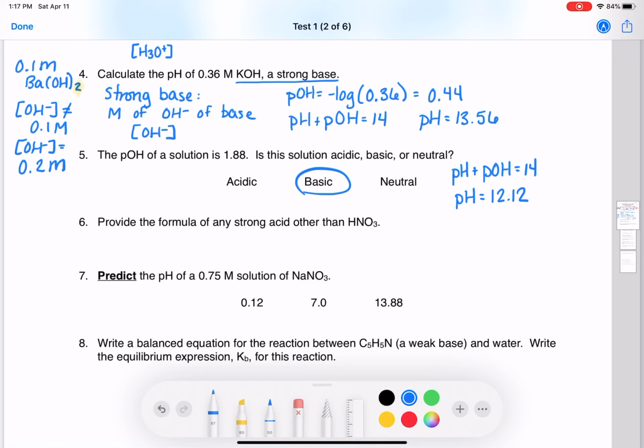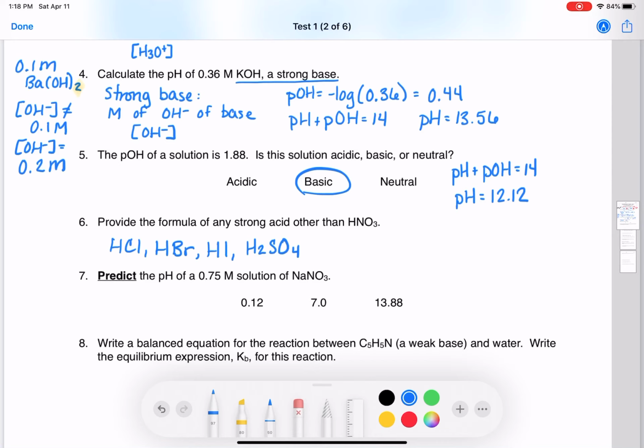Provide the formula of any strong acid other than nitric acid. We've got hydrochloric, we've got hydrobromic, we've got hydroiodic, we've got sulfuric acid. Those are the ones off the top of my head. You've got a whole list of them.